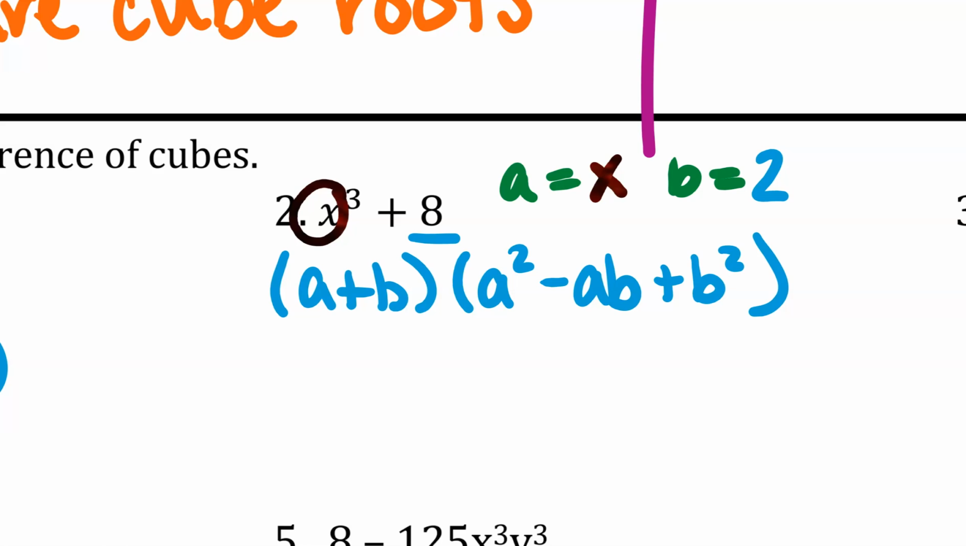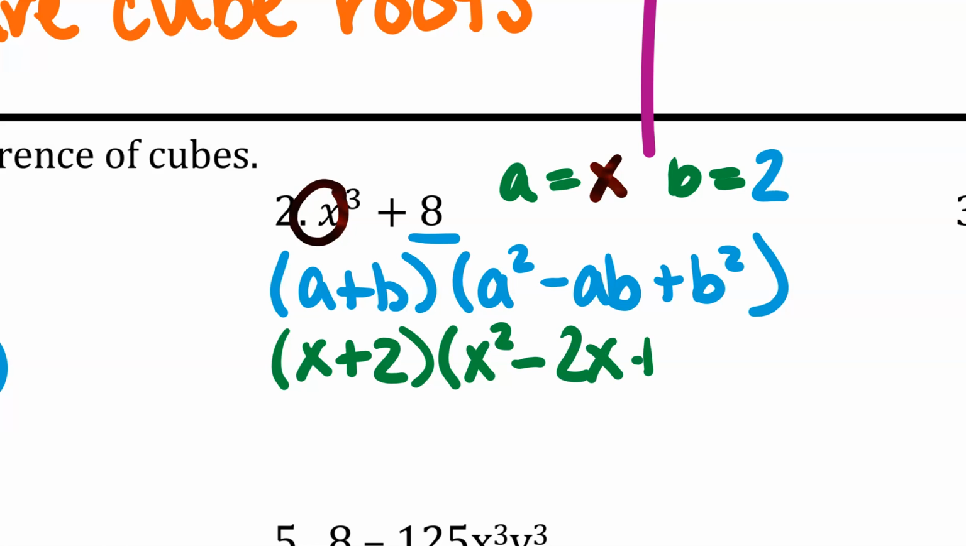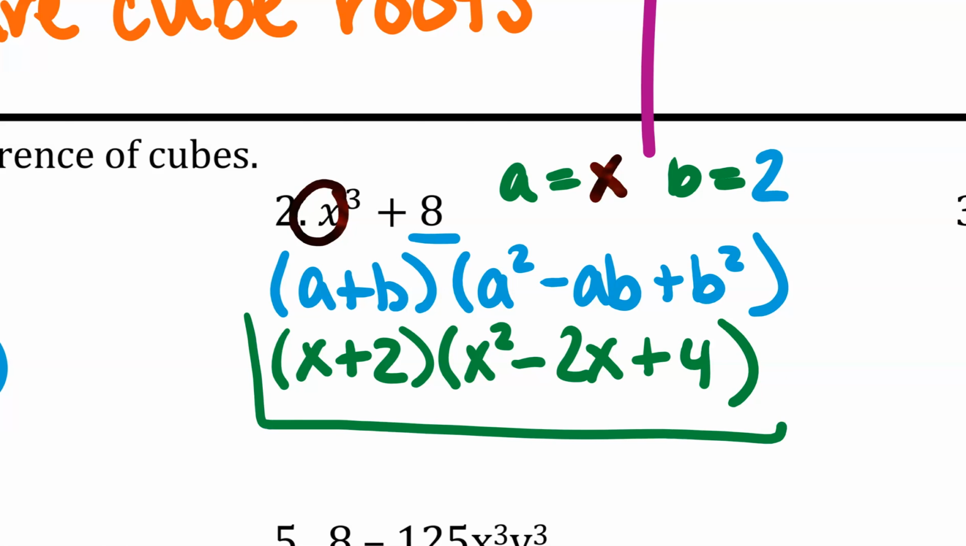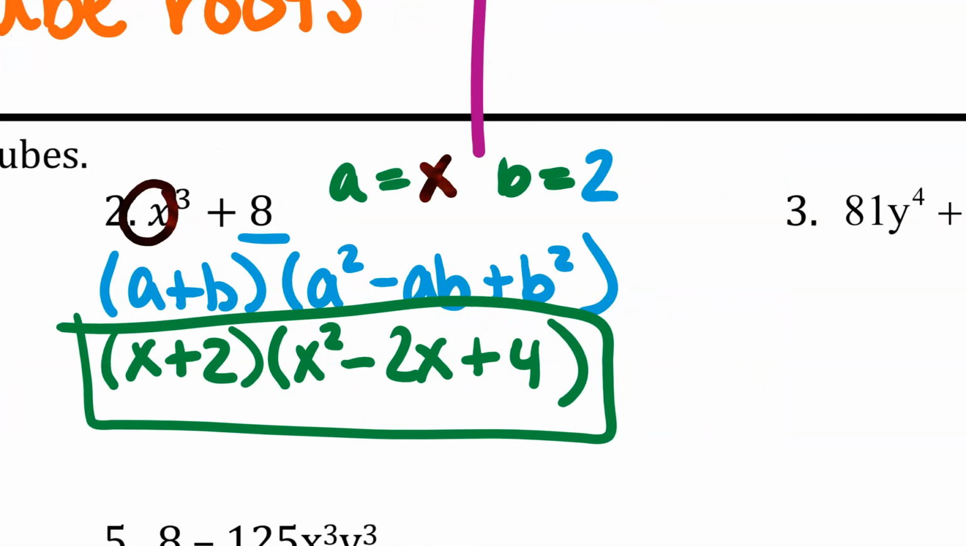And then we're going to fill in. So a is just x, so I'm going to put x, plus 2, times a squared, x times x is x squared, minus 2 times x is 2x, plus 2 times 2 is 4. And that whole thing is going to be your answer on that one. That's how you factor these perfect cubes, or sum of cubes, difference of cubes.